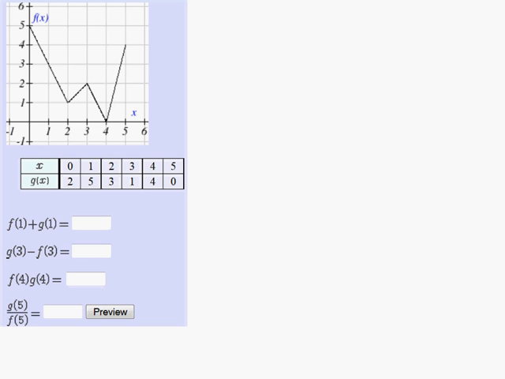In this problem, we're given two functions, f and g. We're given f as a graph, g is a table of values. And we're asked to evaluate f and g for several values of x, and then subsequently add, subtract, multiply, or divide the results. So before I begin, let's remind ourselves the relationship between function notation, a table, and a graph in terms of what's the input and the output.